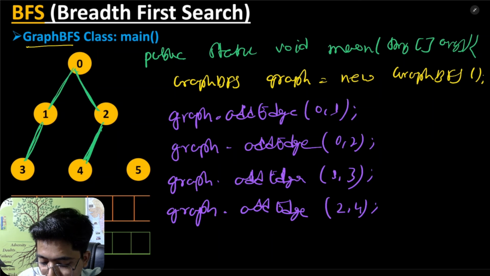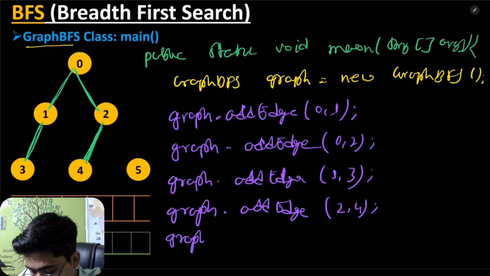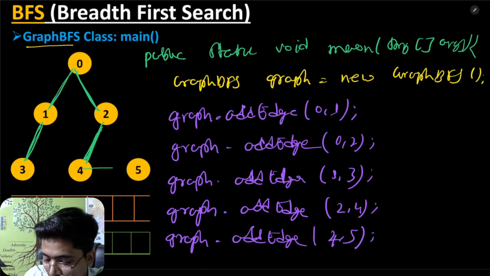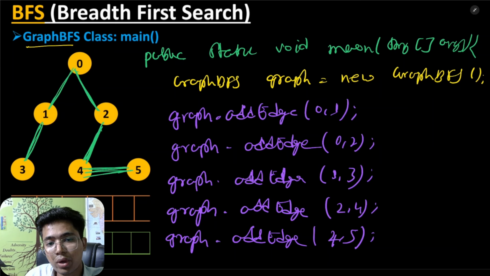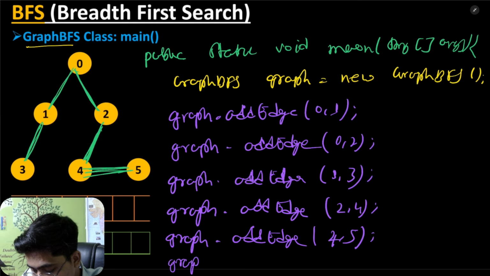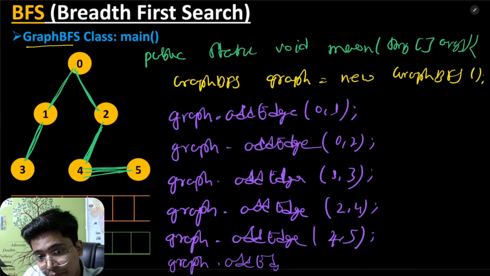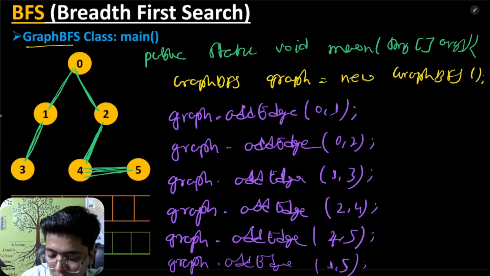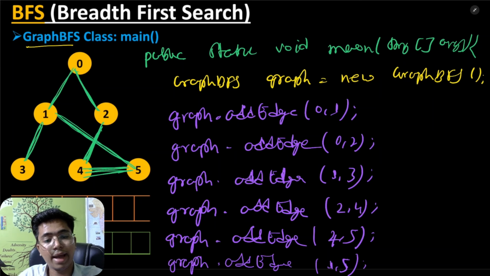Now let's say we are just running graph.addEdge, and this is 2 comma 5, or we can call 4 comma 5. So now the 4 and 5 will get connected like this. So that is a graph. We can even connect the 1 and 5 like this, graph.addEdge(1, 5). So once we have done this, 1 and 5 will get added like this.